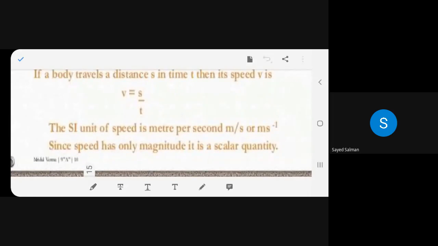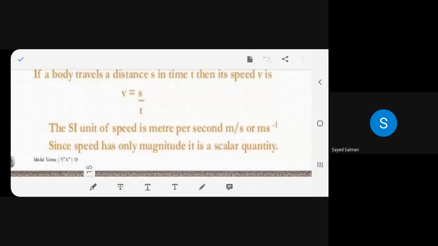The SI unit of speed is meter per second. You can write it as meter per second or you write meter second inverse. Read it again. The SI unit of speed is meter per second. Again it's meter per second, or meter second inverse.